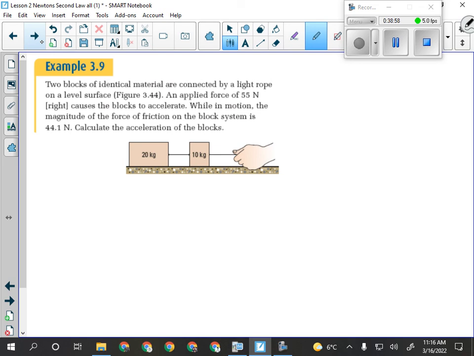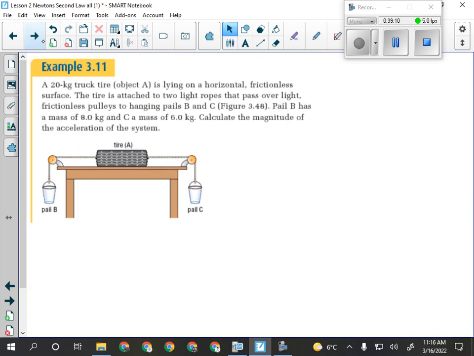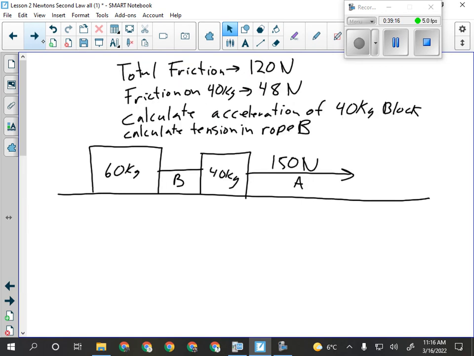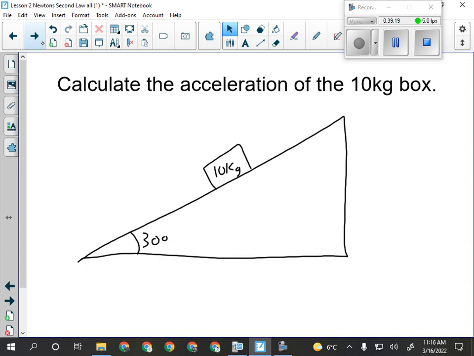I'm trying to decide whether I want to go into system questions today or do system questions tomorrow. I want you to just do some easier Newton's second law ones for today. We've got all these system questions here. That's a static question. That's a system question. See, this is where we're going. See how much stuff there is still?